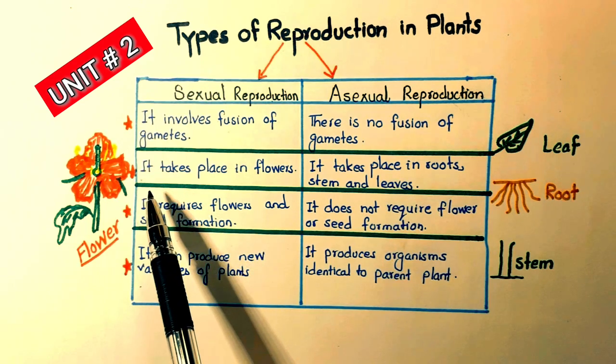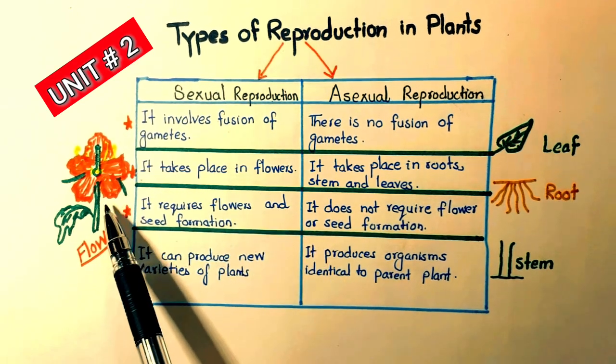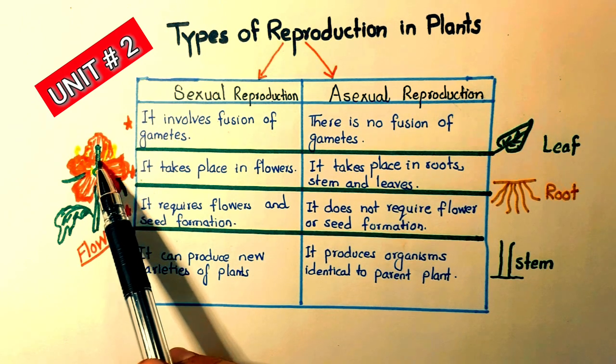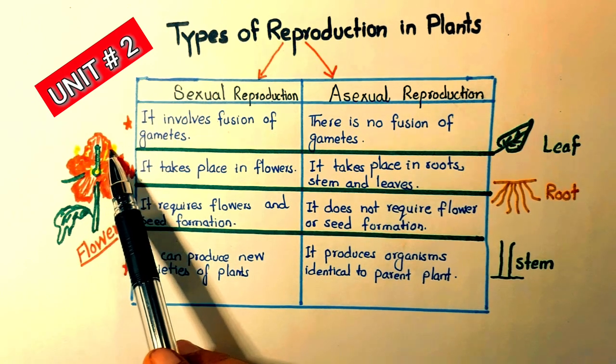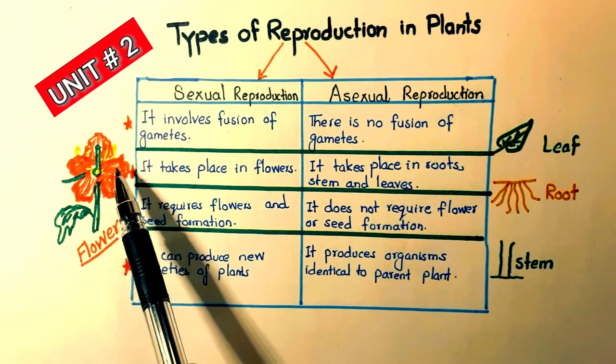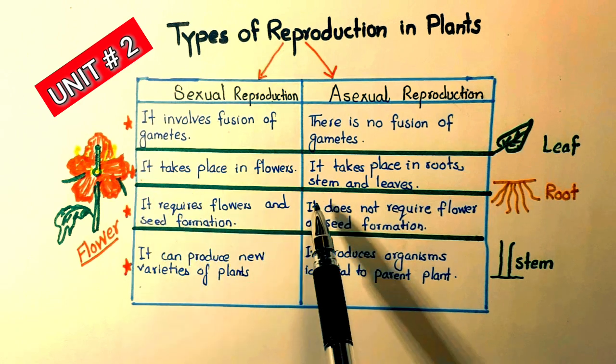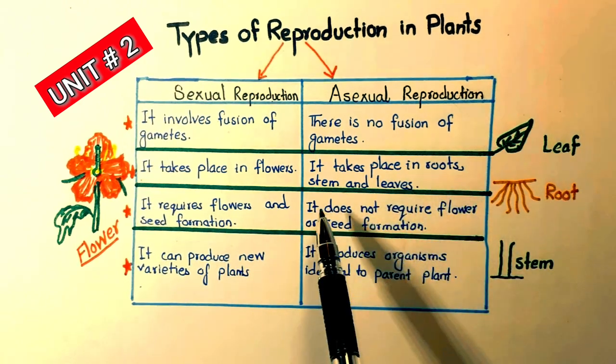Come to the second point: it takes place in flowers, and here you can see the flower and its reproductive parts, stigma, style and ovary, and these are the stamens, anthers and pollen grains. All the structures I have drawn for you. So it takes place in flowers, whereas it takes place in root, stem and leaves.